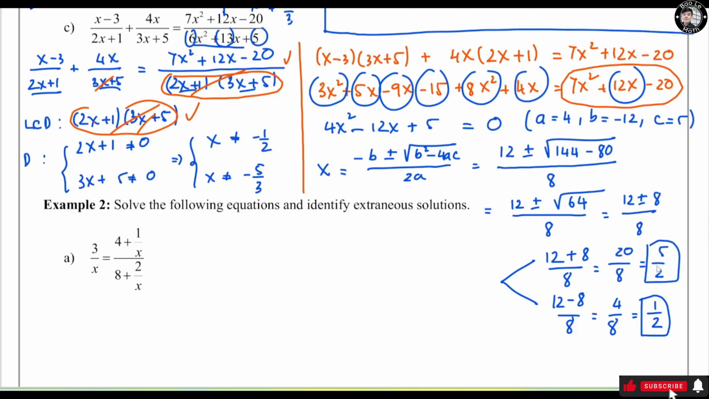We're going to compare these with the domain right here. x must be not equal to negative 1/2. Yes, that's correct. This is 1/2. x not equal to negative 5/3. This is 5/2. So we have two real solutions, and we have no extraneous solutions.